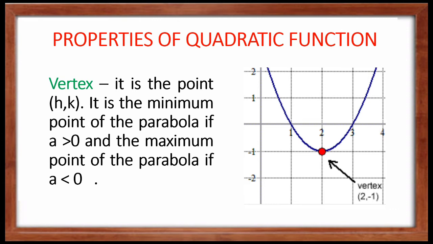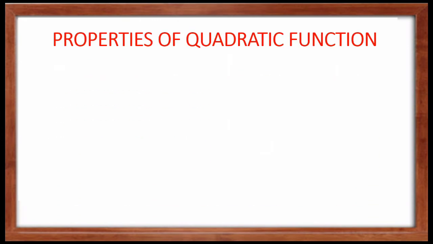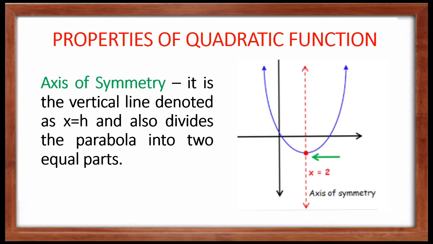It is the point h, k as an ordered pair. It is the minimum point of the parabola if a is greater than 0 and the maximum point of the parabola if a is less than 0. Mapapansin natin sa larawan, ito yung tinatawag nating vertex ng ating quadratic function. Meron tayong parabola, ito yung ating vertex.